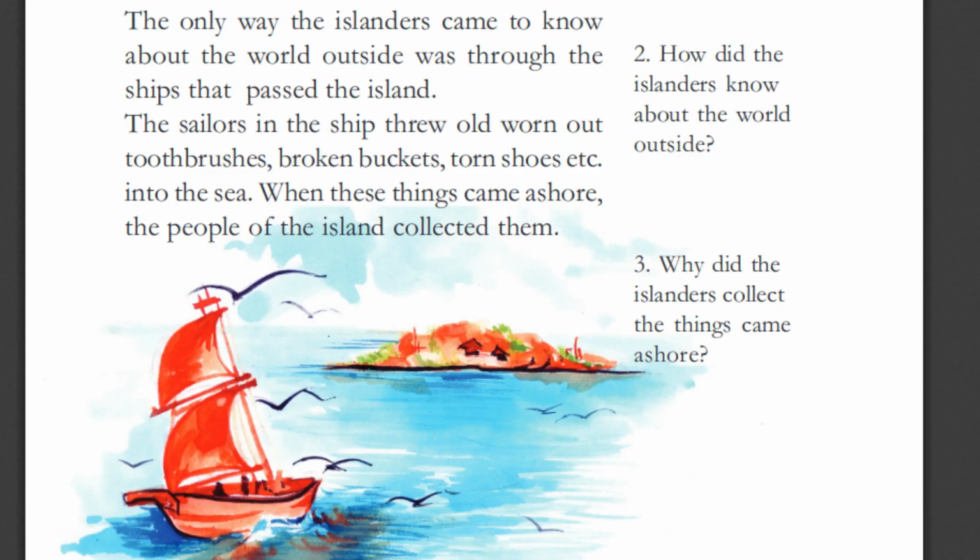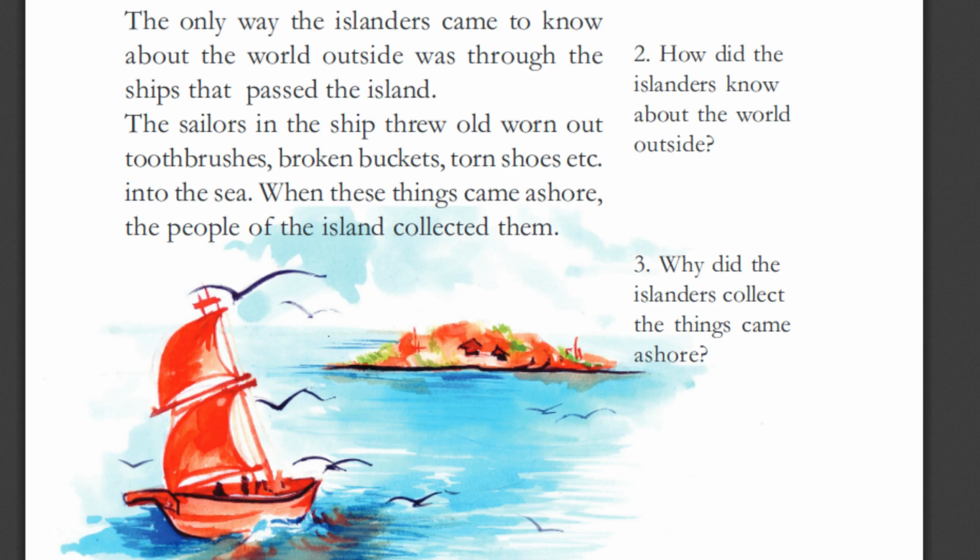The only way the islanders came to know about the world outside was through the ships that passed the island. Okay, what was the only way that the islanders came to know about the world outside? It was through the ships that passed the island. The sailors in the ship threw old worn-out toothbrushes, broken buckets, torn shoes, etc. into the sea. When these things came ashore, the people of the island collected them.